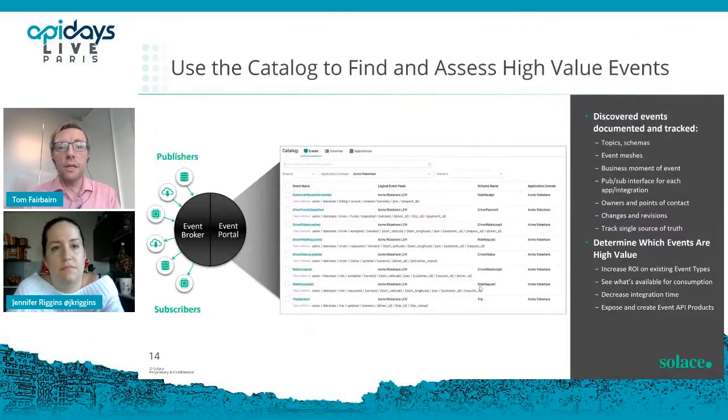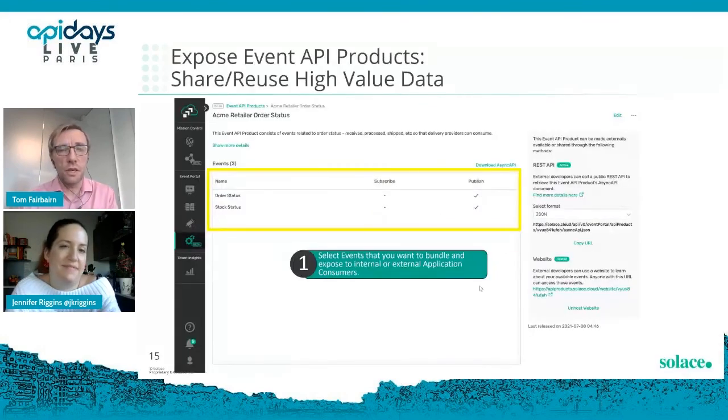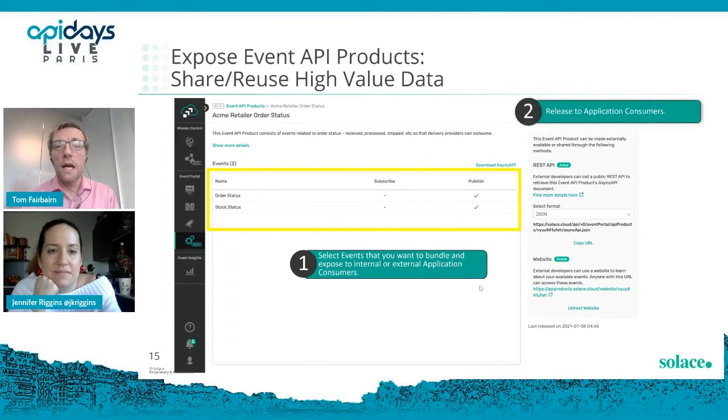You can then bring them into our event catalog so that you can document, track, reason, and communicate with regards to your events. And this enables you to do that bundling of events together and determining which ones are high value. And then you just go into our event API product portal, where you bundle these events together and you can start saying whether a consumer should publish this event or subscribe to it. And then we can release it to application consumers.